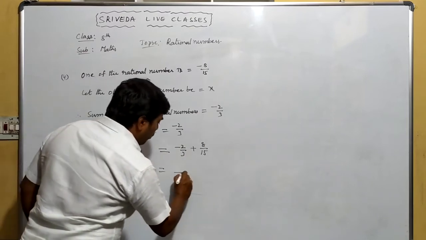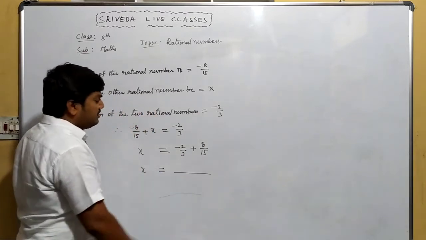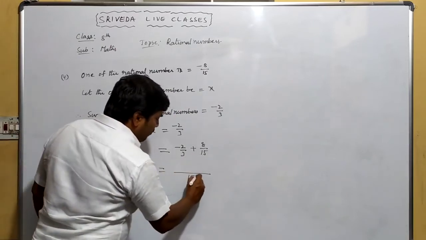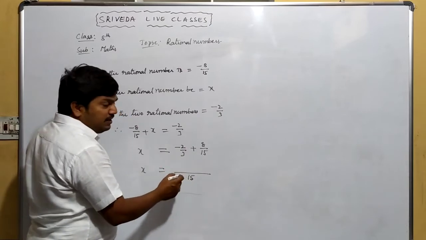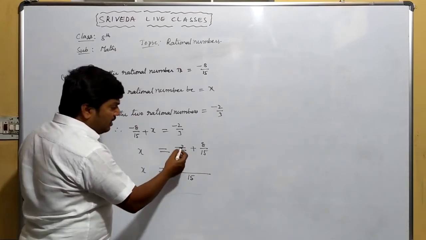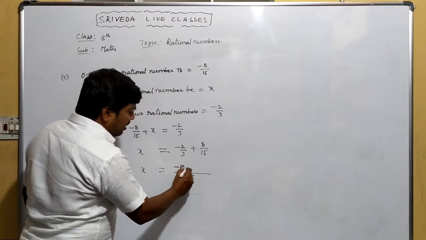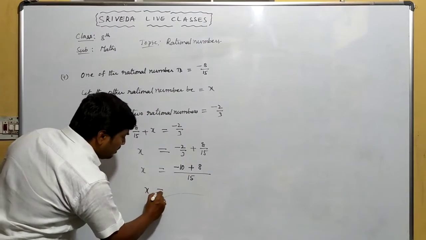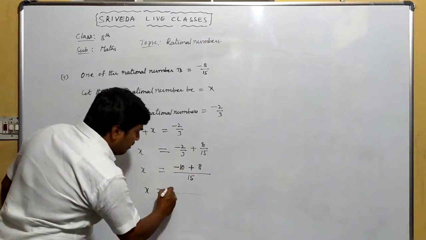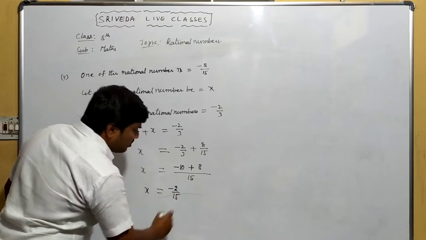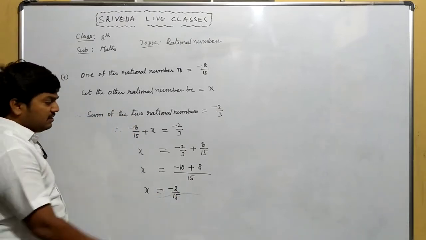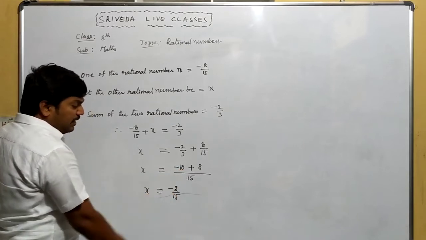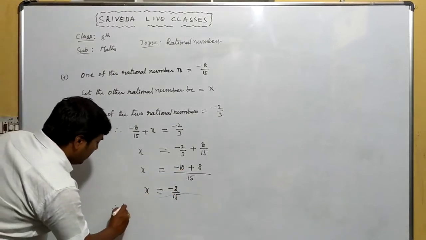x is equal to, what is the LCM? 3 and 15 are there. 3 ones are 3, 3 fives are 15, it will go. So obviously the LCM is 15, right? So 3 how many times? 3 fives are 15, 5 twos are 10, so minus 10, plus 8. So x is equal to minus 10 plus 8 is minus 2 by 15. These are negatives, these are positives. More negatives are there. 2 negatives are more.